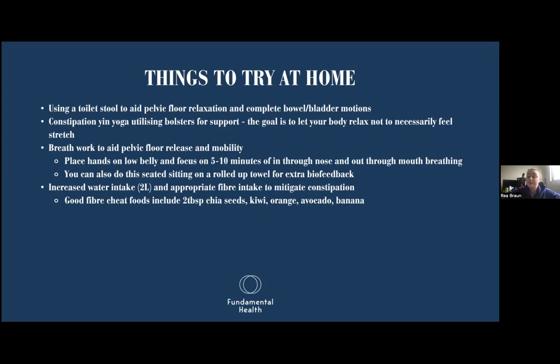Breath work to aid pelvic floor release and mobility. You can do this by placing your hands on your lower belly and focusing on some nice deep breathing for 5 to 10 minutes. Now, this isn't pushing into your belly protruding. It is just allowing your breath to naturally rise and fall with intention of breathing down. But you do this by breathing in through the nose, out through the mouth. We do it this way because when we sigh out the mouth, we can't help but naturally relax. It's a nice little biology hack that when we sigh, we naturally already soften our jaw, drop our shoulders, and we just want to let that flow on through the body as well.